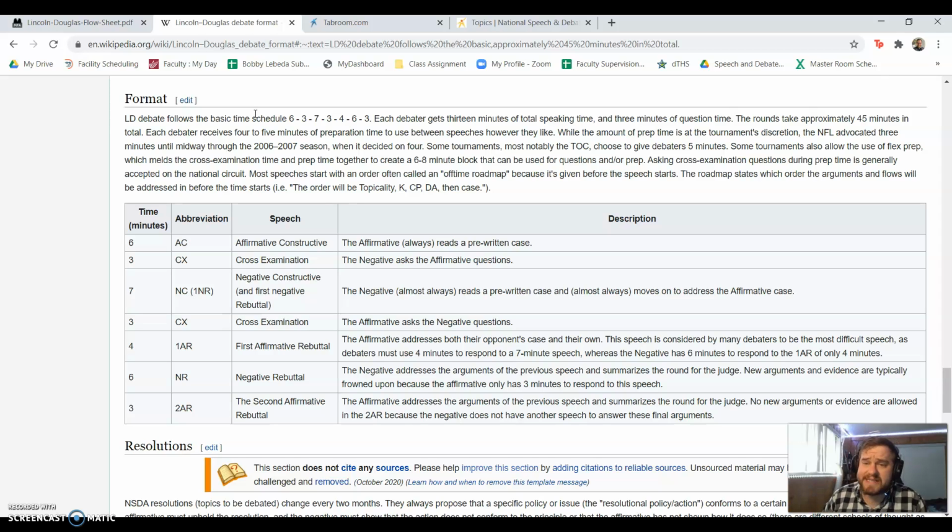The last thing to note is in Lincoln Douglas, they get 4 minutes of preparation time. Essentially, that means they have 4 minutes that they can use throughout this round if they want to take time to prepare their speech. They cannot use it right before a cross-examination, but any other time in the round is fair game.